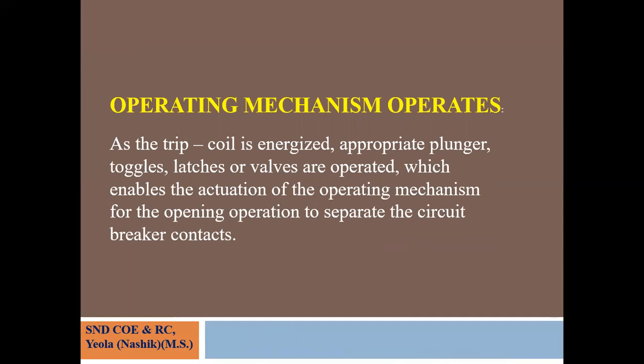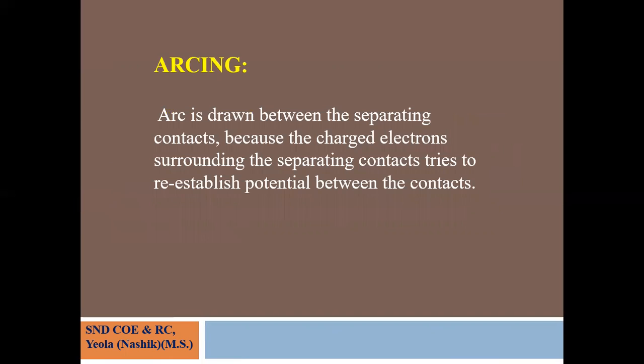Operating mechanism operates. As the trip coil is energized, the appropriate plunger, toggles, latches, or valves are operated, which enables the actuation of the operating mechanism for the opening operation to separate the circuit breaker contacts. Arcing. The arc is drawn between the separating contacts because the charged electrons surrounding the separating contacts try to re-establish potential between the contacts.